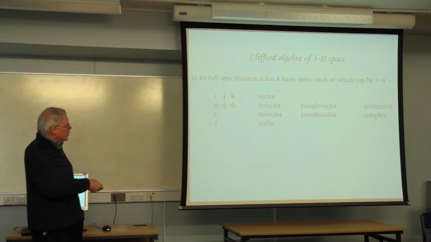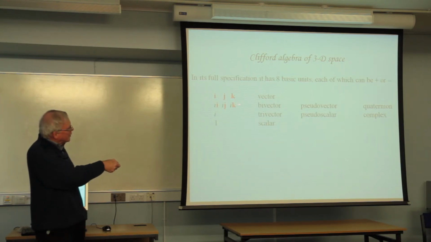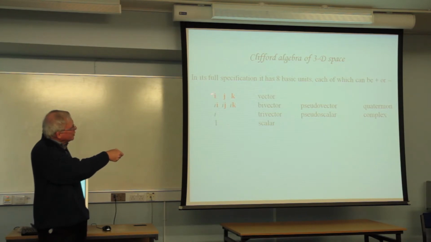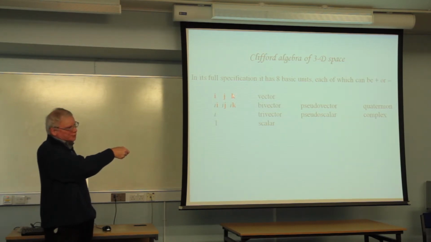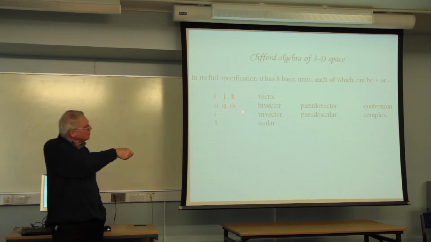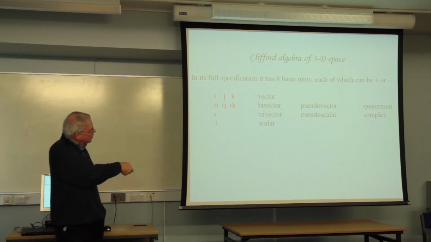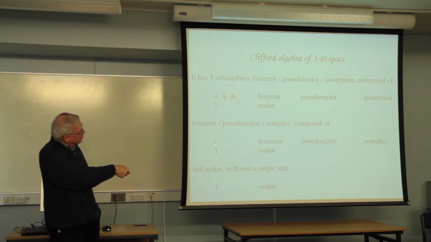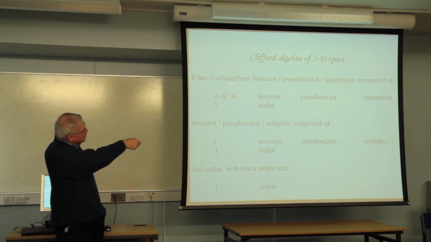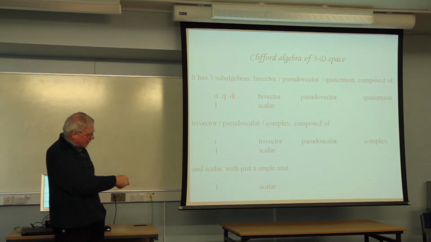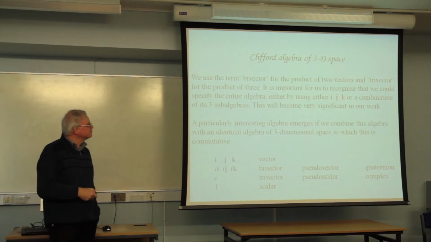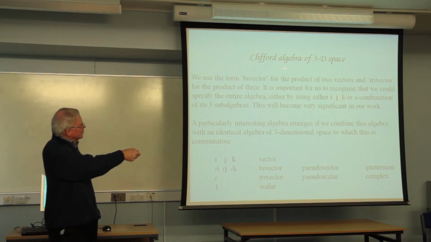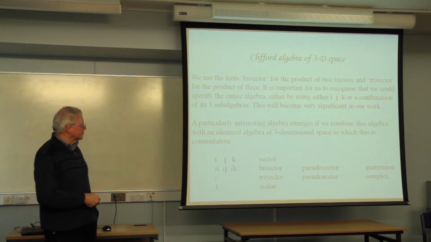To specify, now, if you look at that, I could get the complete algebra just from those, because of multiplication of those; if I kept multiplying them, I'd get the complete algebra. But I could also get the complete algebra out of any of these 3 subalgebras. So you see there are 3 subalgebras. This is a subalgebra. That's another subalgebra, complex numbers. That's quaternions, and that's scalars. They're subalgebras of the complete algebra. And I'm just mentioning there that we use the terms bivector and trivector.